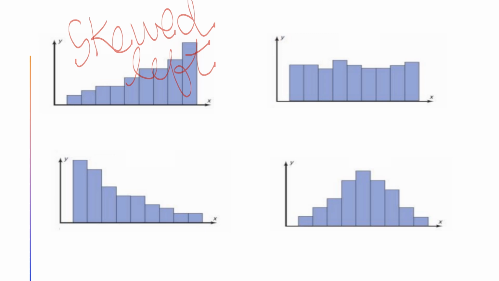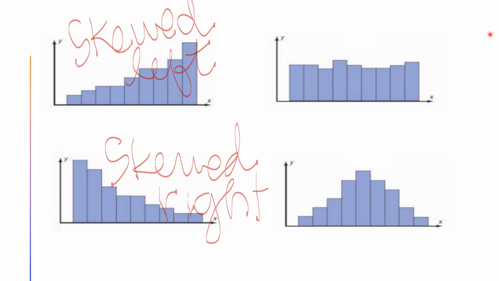All right, now what about this one, bottom left? Is that one uniform, symmetric, normal, skewed to the left, or skewed to the right? That one is skewed right. The peak is on the left.